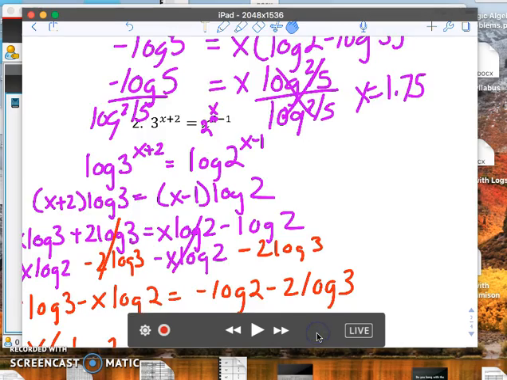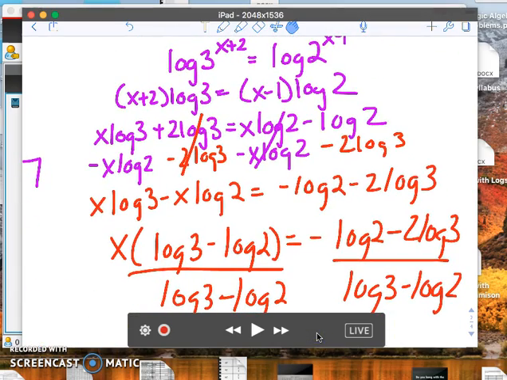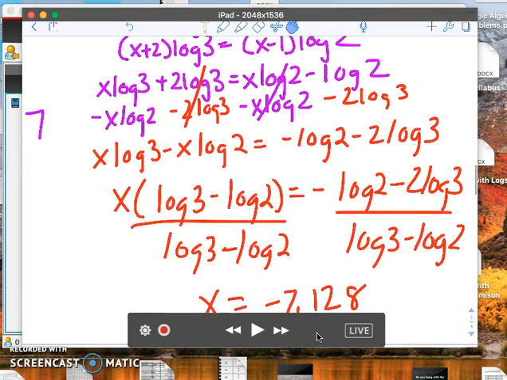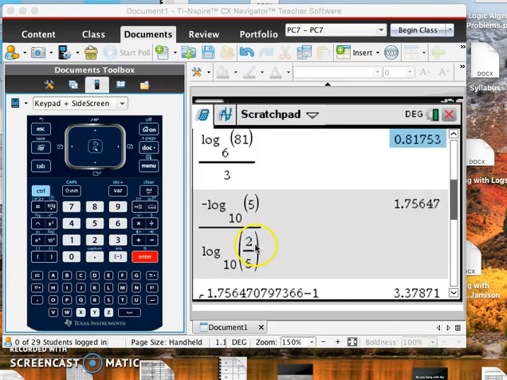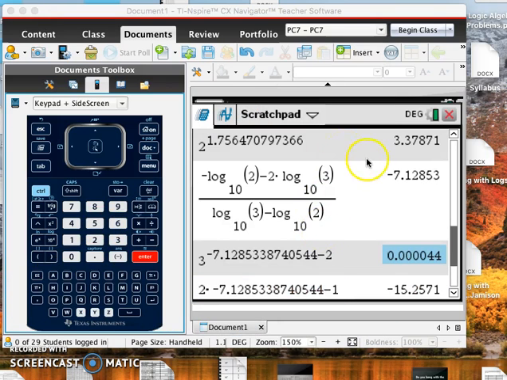Let's see what we did. So we brought our exponents out in front. Looks good. I must have typed something in wrong there. Minus log 2. Must have typed something into the calculator wrong. I think I forgot a negative somewhere. Minus 2.